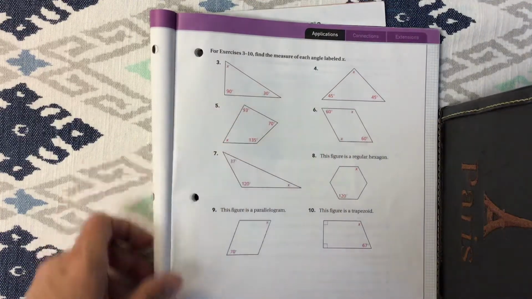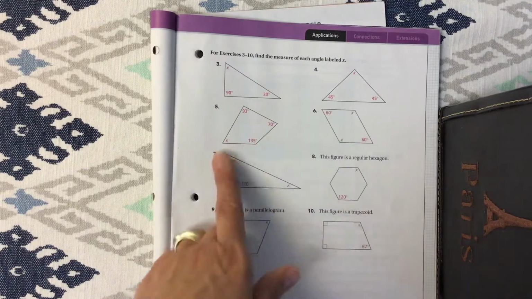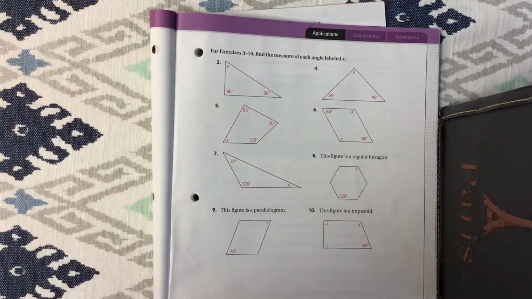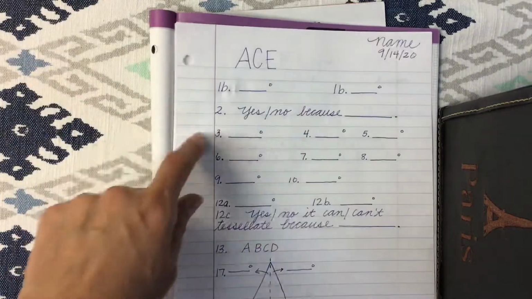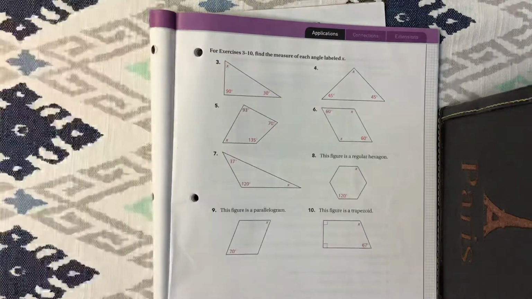So you know that all 3-sided shapes, triangles, add up to 180, and all quadrilaterals add up to 360, and you know the others as well. So you have to find where X is in each of these. So that is all of 3 through 10. You're just going to answer that in the same way. Okay, we're skipping 11. We're going to move on to 12.